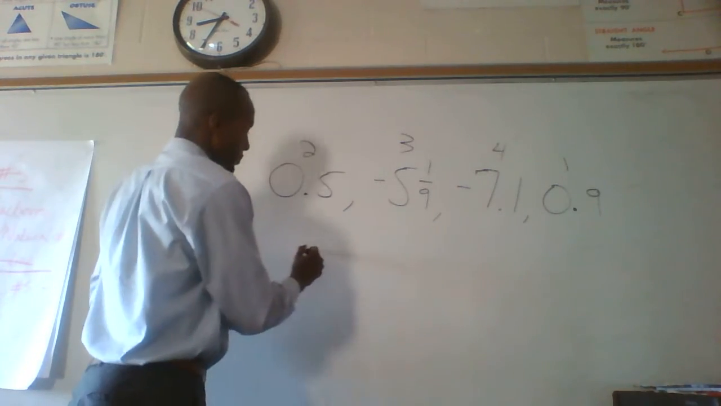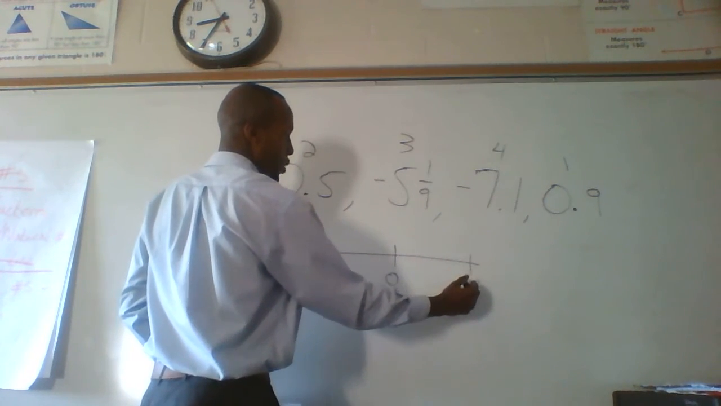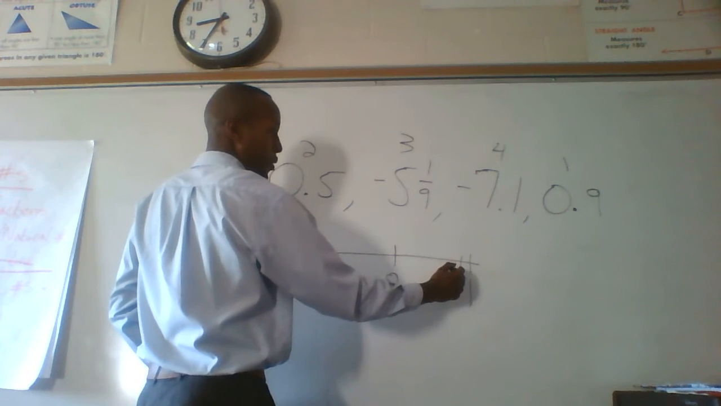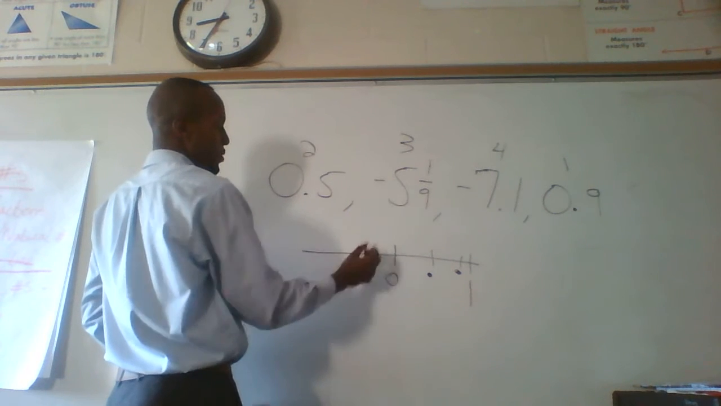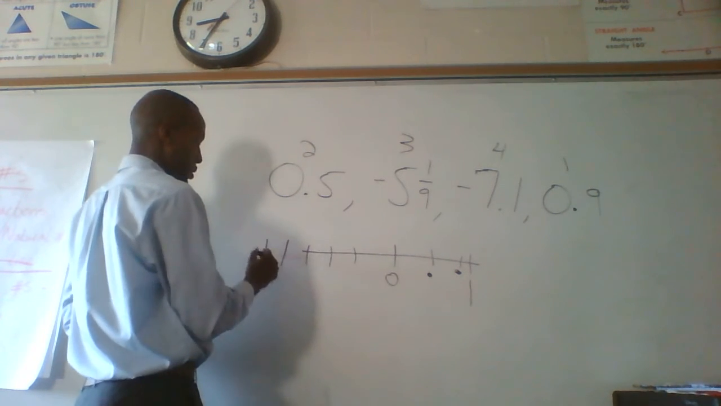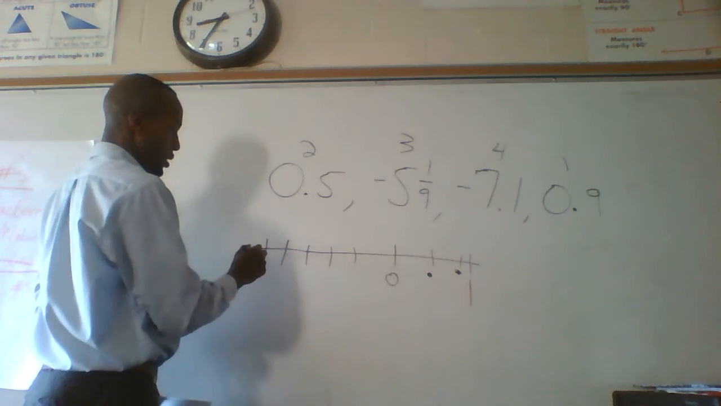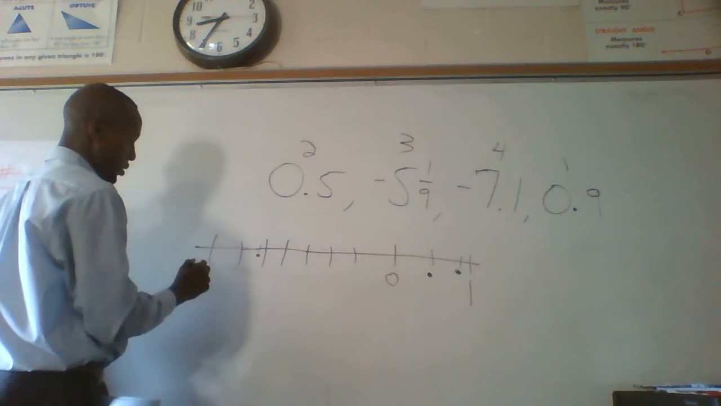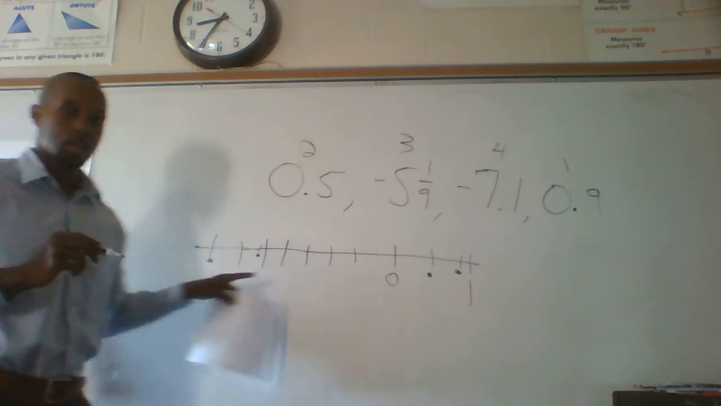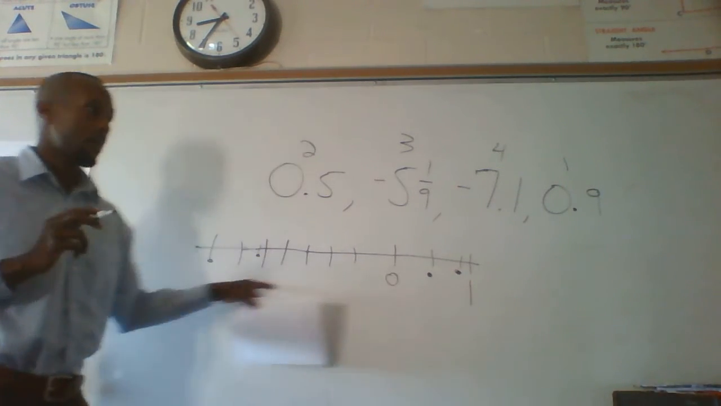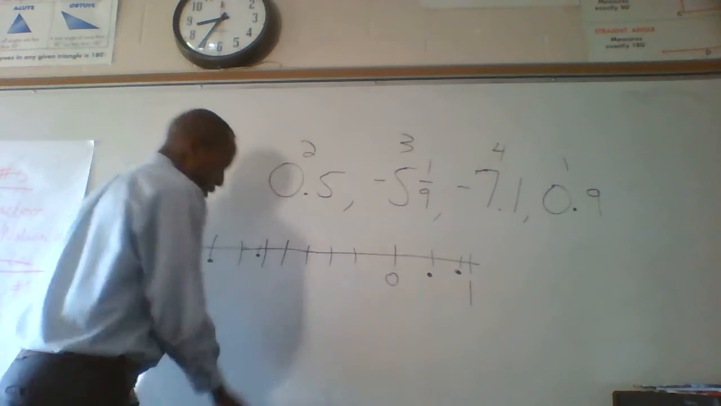Because if we look on a number line, start at 0, we're going to find our greatest. Say this is 1. 0.9 would be right around here. 0.5 would be right around here. Negative 5 and 1/9 would be right around here. And then negative 7.1 would be right around here. So it goes from greatest to least. Greatest to least is right to left. Least to greatest is left to right.